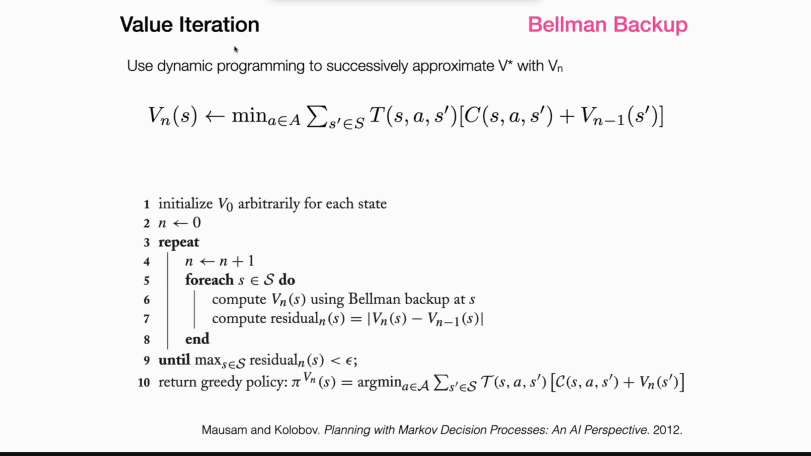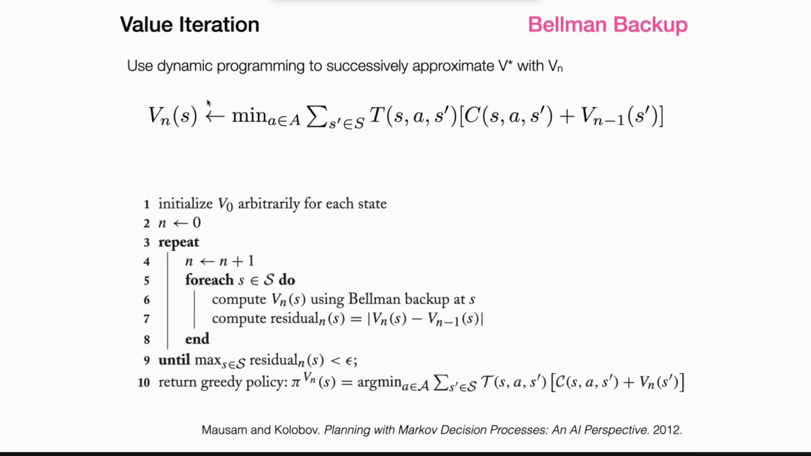Here we use something called dynamic programming. Dynamic programming is a mathematical formulation that allows you to successively approximate a value using a previous estimate of the value. So dynamic programming looks like this. We're going to use it to calculate the value of states.